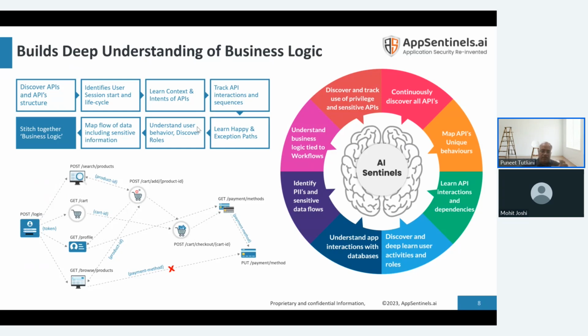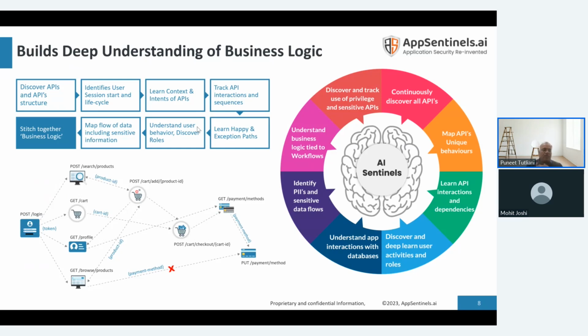Once AppSentinels builds this deep understanding, it then locks it down so that the same workflows cannot be tampered with by somebody. It understands the fine-grained relationship between your application parameters to make sure that the authorization meant for specific parameters or specific IDs is preserved. Further, AppSentinels also understands the roles an application supports.